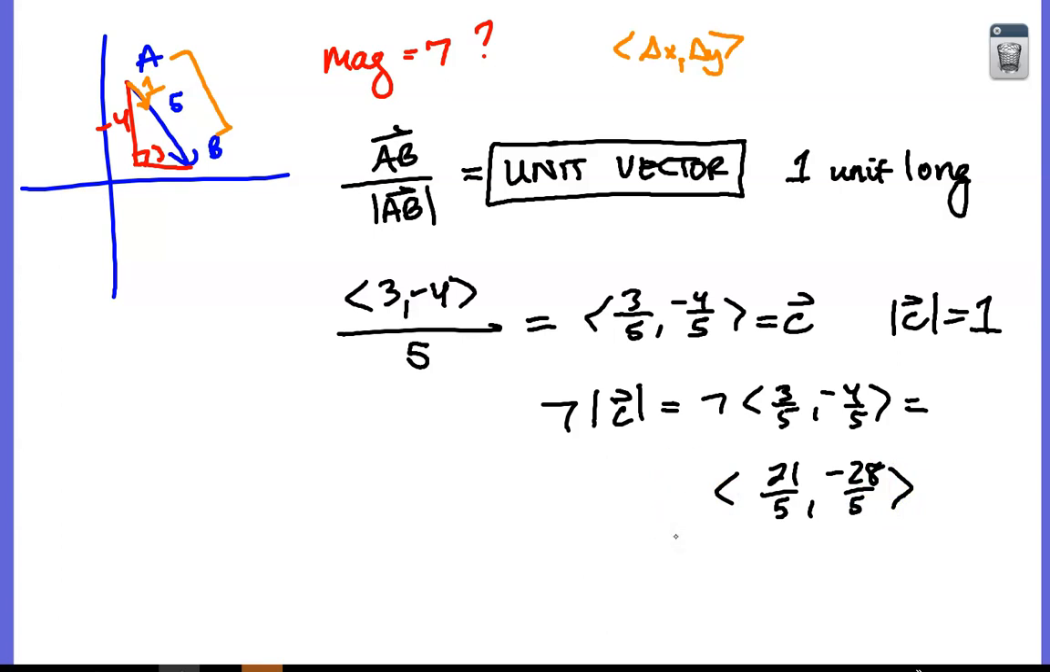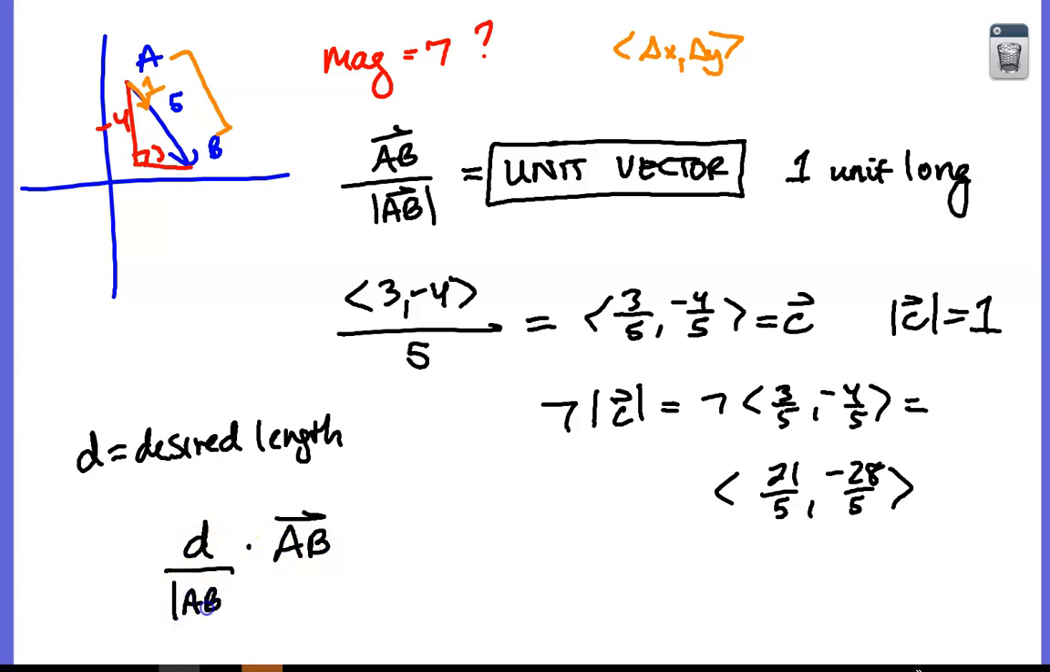Okay, so in general, how do we do it? In general, you would take your vector and multiply by whatever length you want to go. So let's call that d. If d is your desired length, then you're going to take your vector and multiply that by d, but you have to divide it first by its magnitude. This will get you down to 1, and then multiplying by d will take you as long as you want. And all of this is what we call that scalar multiple.